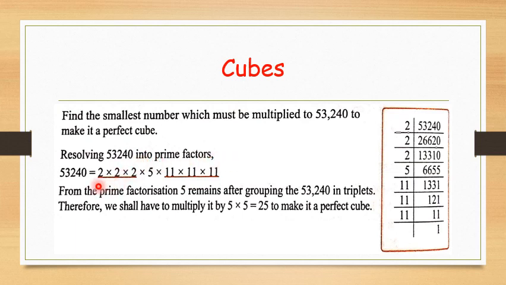So resolve 53,240 into its prime factors. Its prime factorization will be 2 into 2 into 2 into 5 into 11 into 11 into 11. Now, just like the determination of a perfect cube, we have to make triples. So here we have a triple of 2s, then we also have a triple of 11s, but now 5 is left alone. Since 5 is left alone, it is not a perfect cube, but it is already given that it is not a perfect cube.